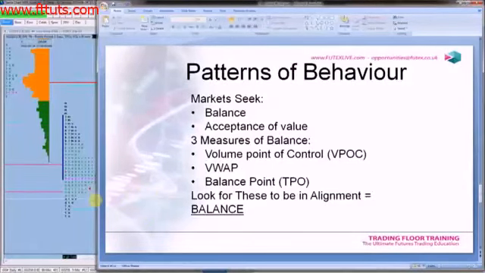So, patterns of behaviour. Markets seek balance and acceptance of value. There are three measures of balance. We've discussed two of them, the volume point of control and the TPO balance point, the TPO value area. The VWAP we will come back to. And if all of these three things are in alignment, then you have pure balance. And I would also add Bollinger Bands to that. Bollinger Bands are a measure of balance.